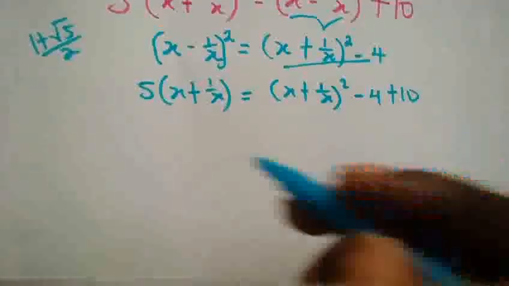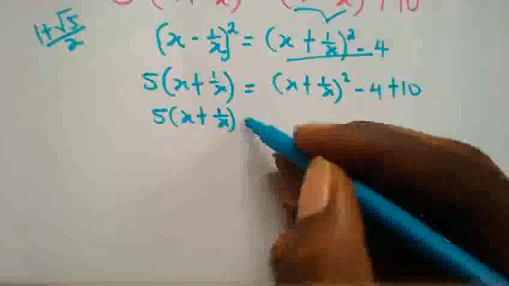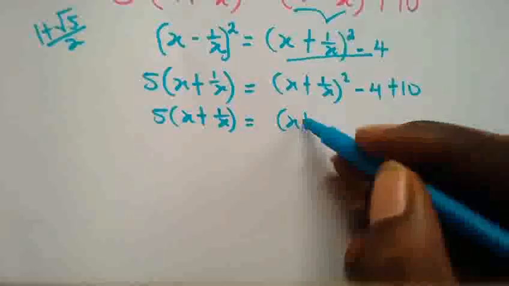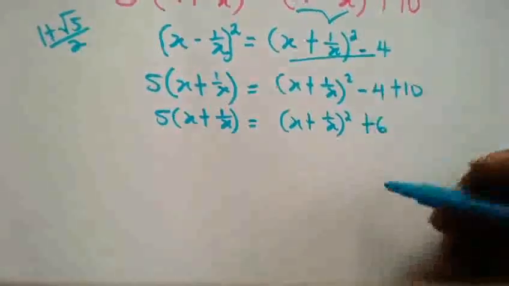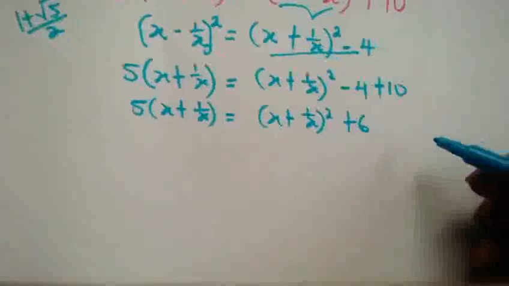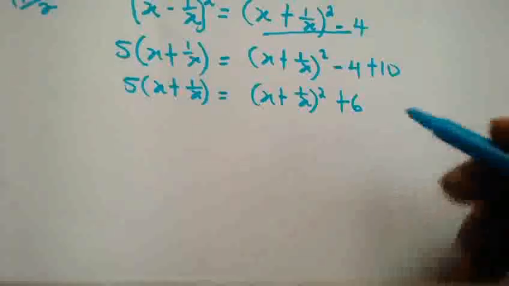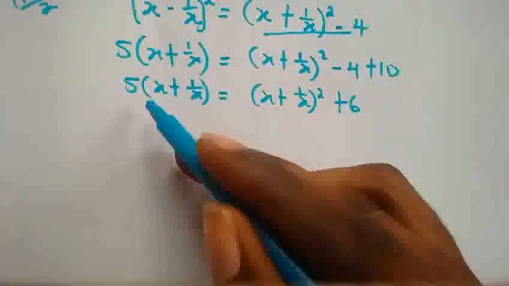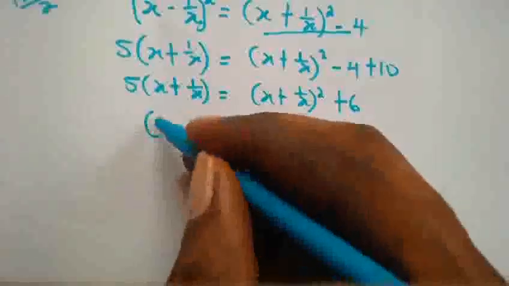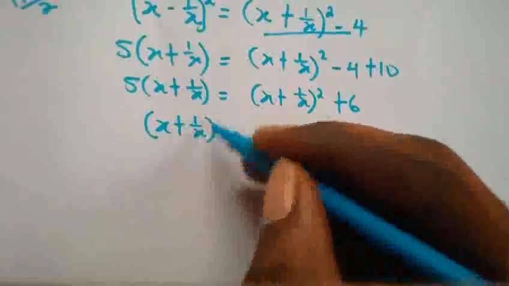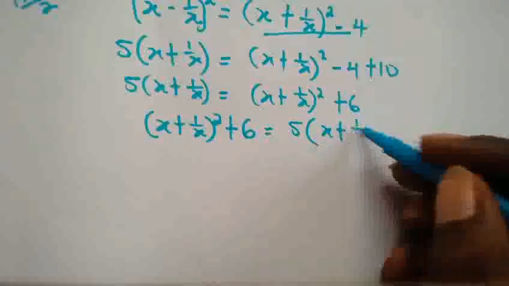So here we have 5 open bracket x plus 1 all over x is equal to, simplifying, x plus 1 all over x squared. Negative 4 plus 10 is positive 6. Now we're going to take our substitution from here. Nothing changes when we make the right hand side of this equation go to the left hand side, and the left hand side become the right hand side. So I will write the equation as follows: x plus 1 all over x squared plus 6 is equal to 5 open bracket x plus 1 all over x.